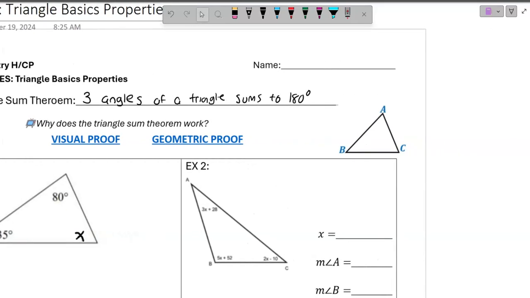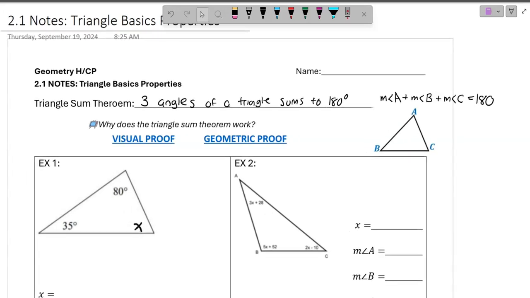And if you look at that diagram listed below, that triangle ABC, what that means is specifically I could set up an equation to say the measure of angle A plus the measure of angle B plus the measure of angle C equals 180. And we're going to use that for the two examples below.